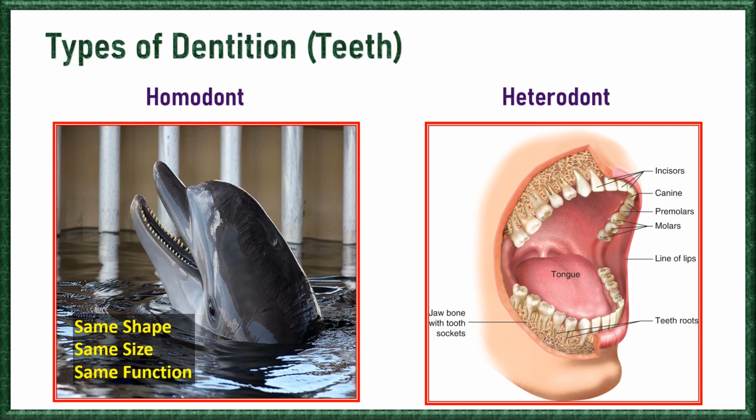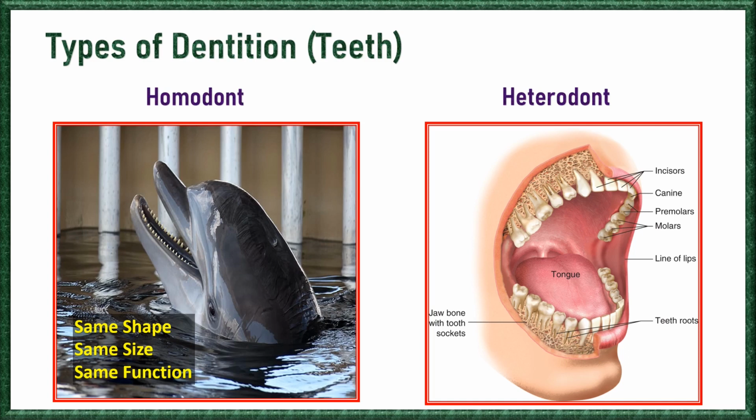The three primary types of teeth found in heterodont mammals are incisors, canines, and molars. Or in humans, they are of four types, subdividing molars into premolars and molars. Incisors are typically the front teeth and are used for cutting and gnawing. They have a chisel-like shape.